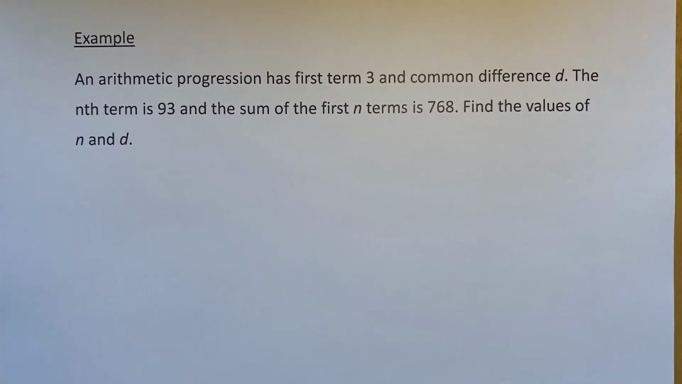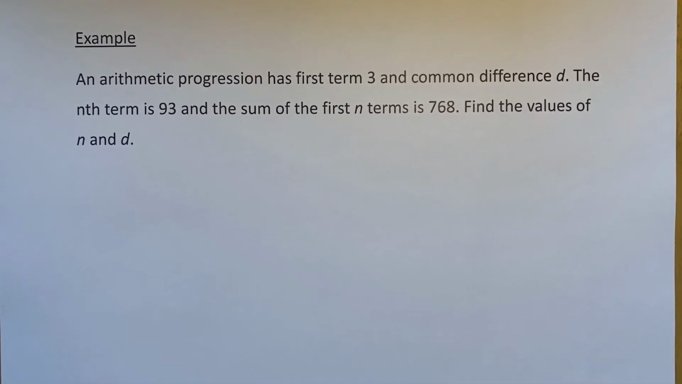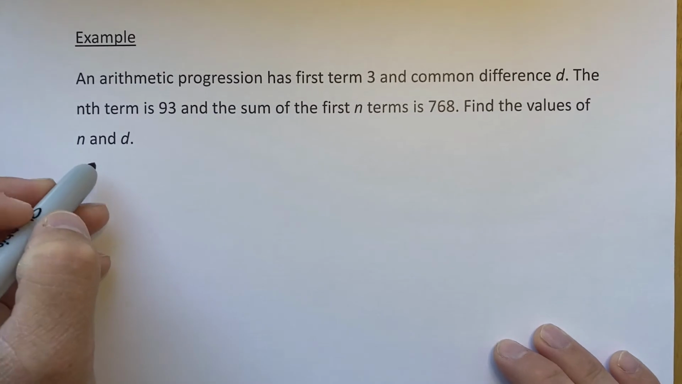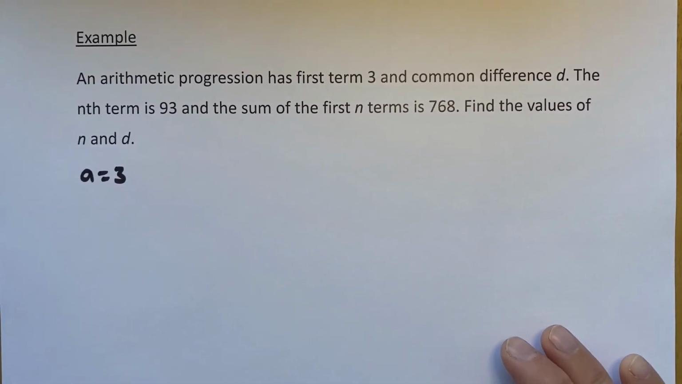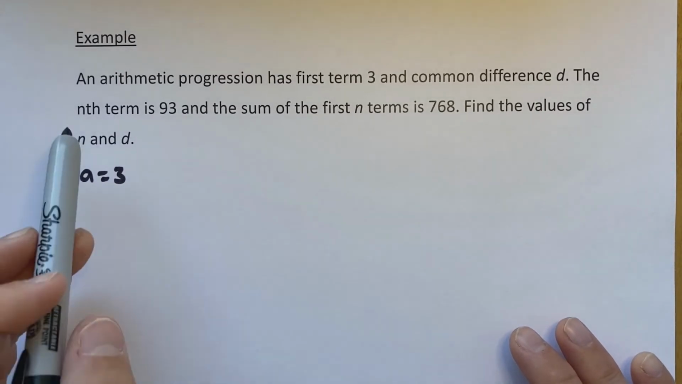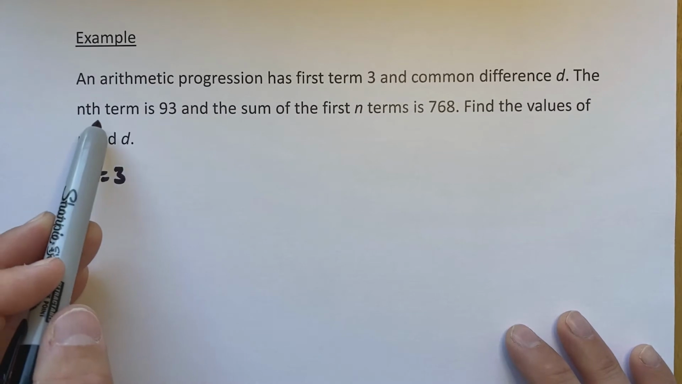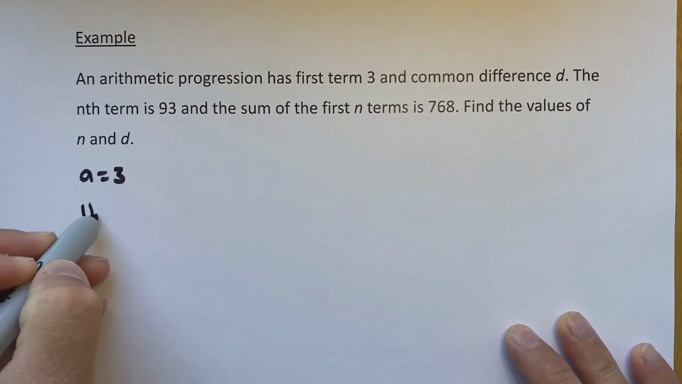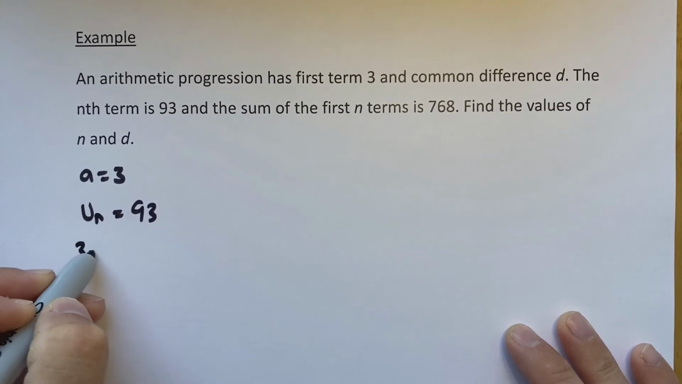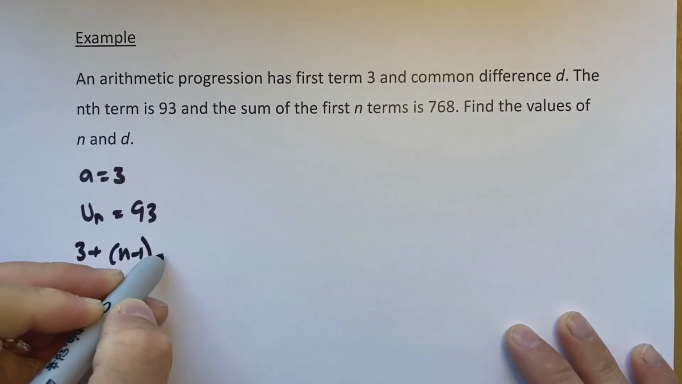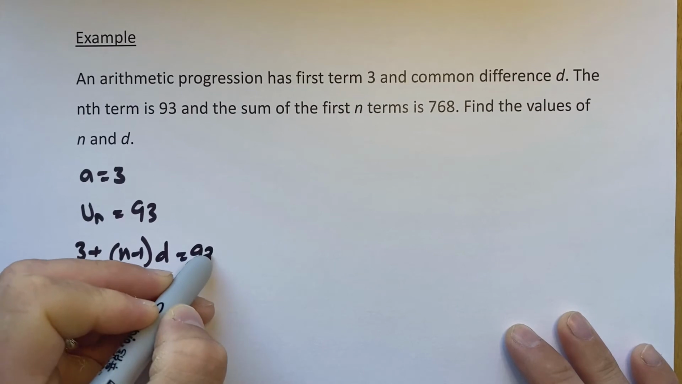Now let's look at the second example. So in this particular example, the first term is 3. So we've been told what a is this time. However, we've not been told d, and we've not been given a particular term. We've said that the nth term is equal to 93. So a plus n minus 1 lots of d is equal to 93.